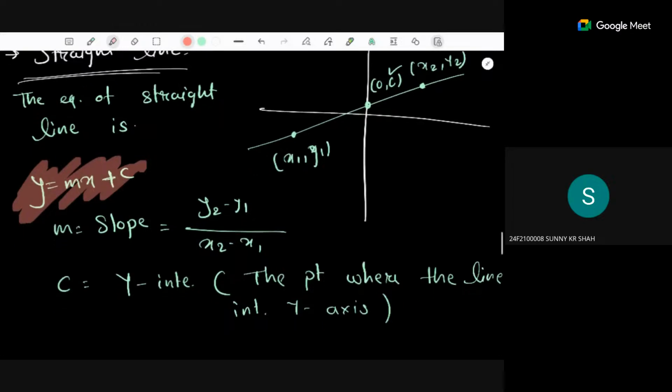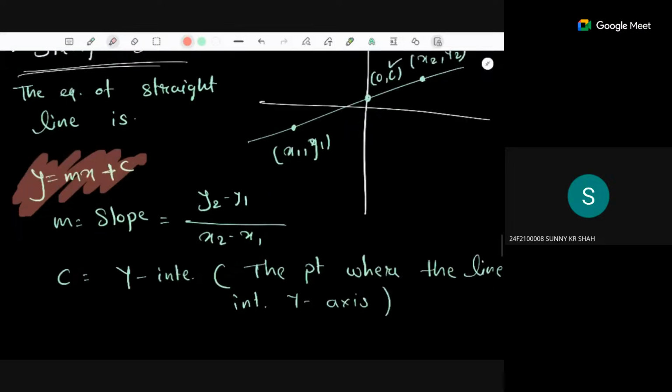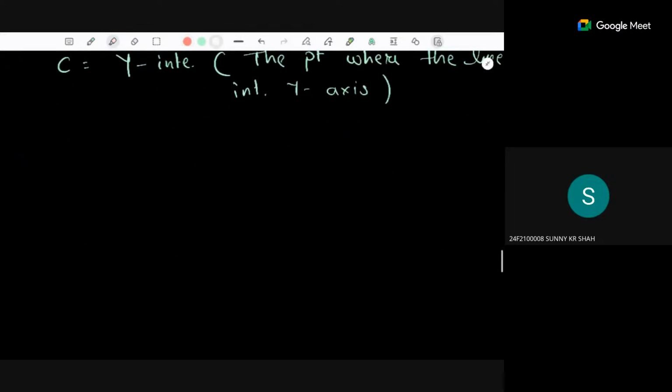Now we have one more representation of a straight line, which is known as the two-point formula. If we have 2 points on the straight line, then using those 2 points, we can find the equation of the line. This is known as the 2-point formula.